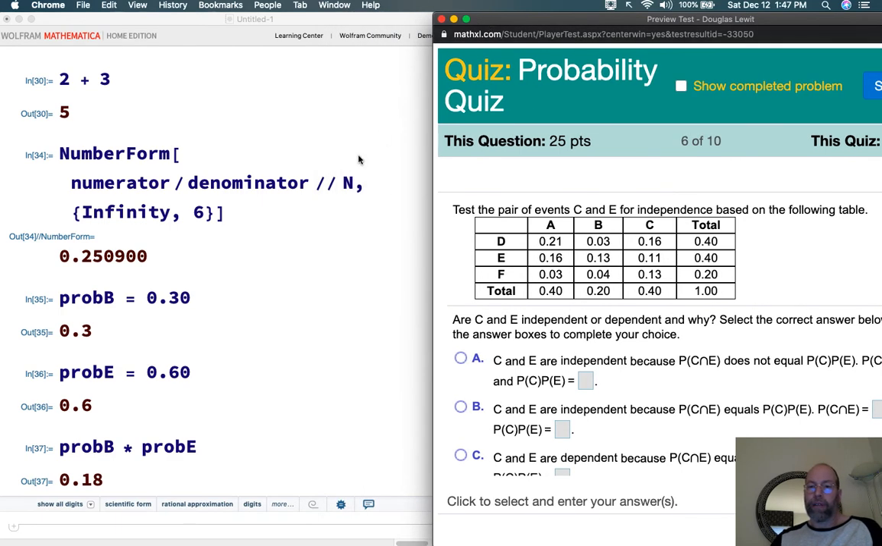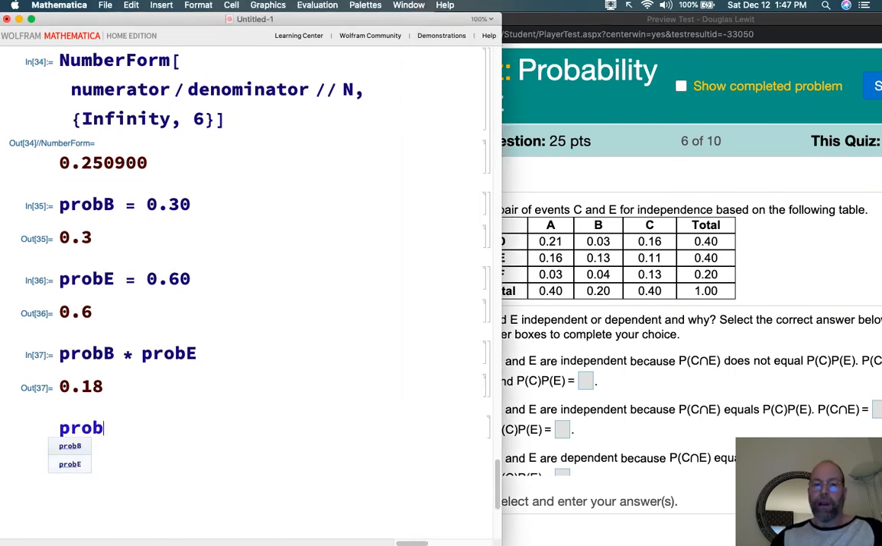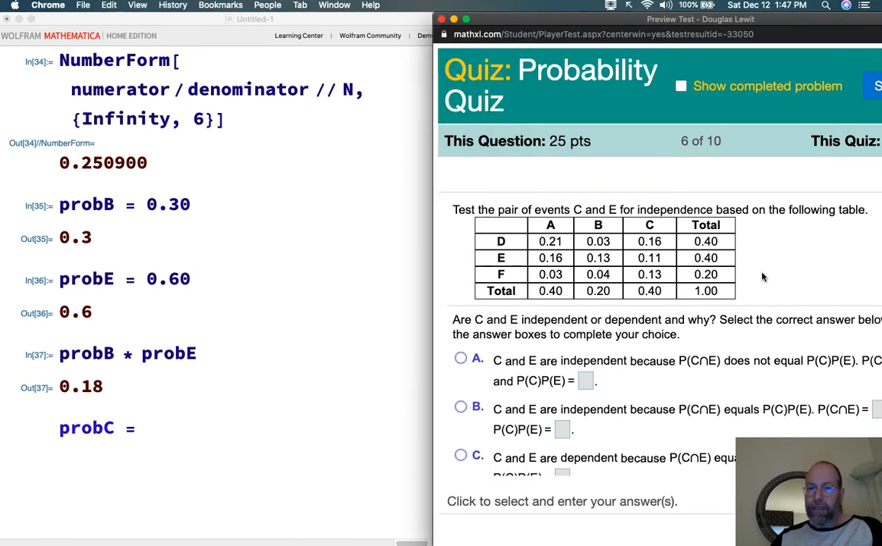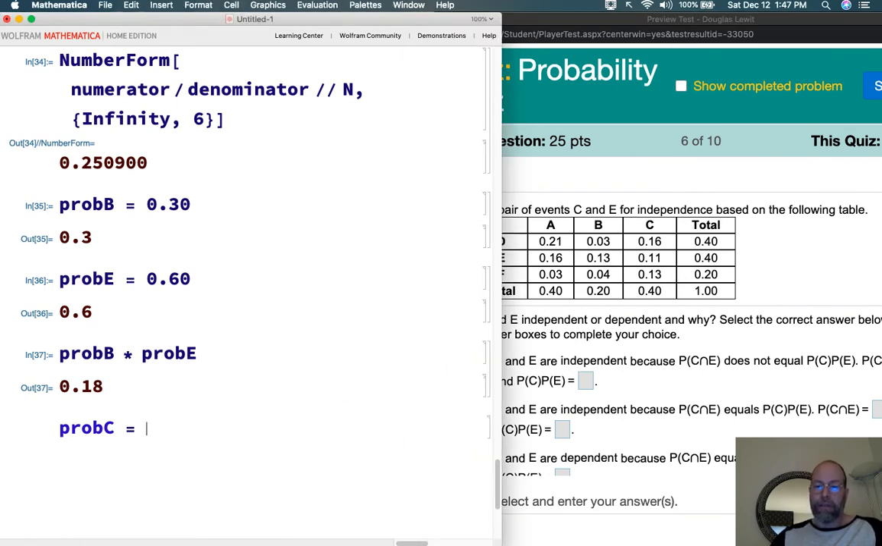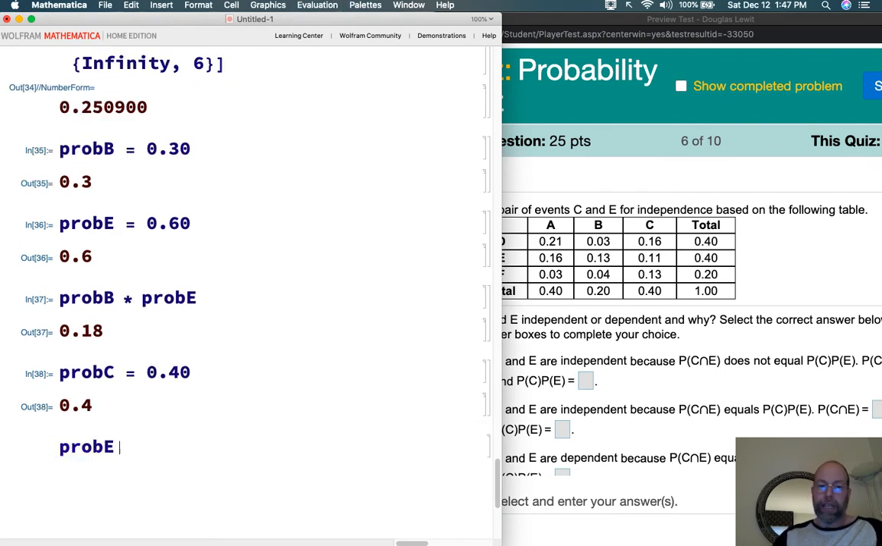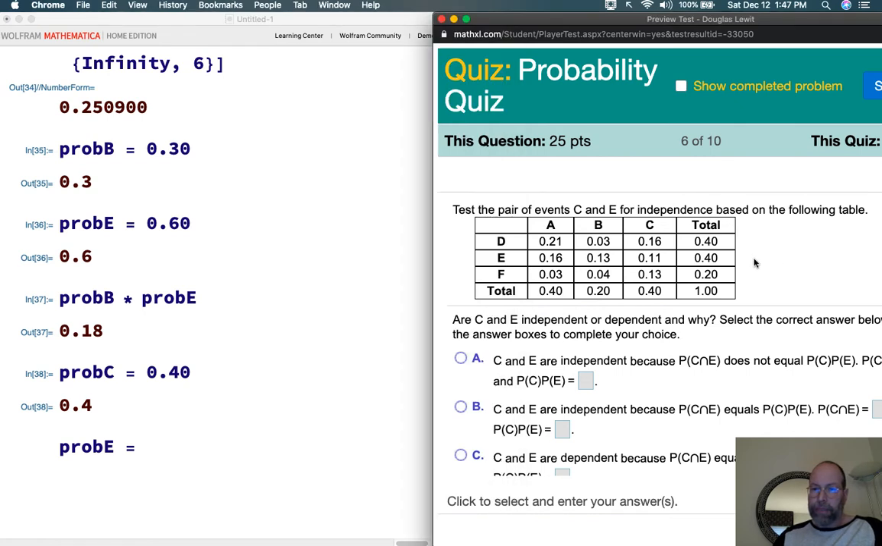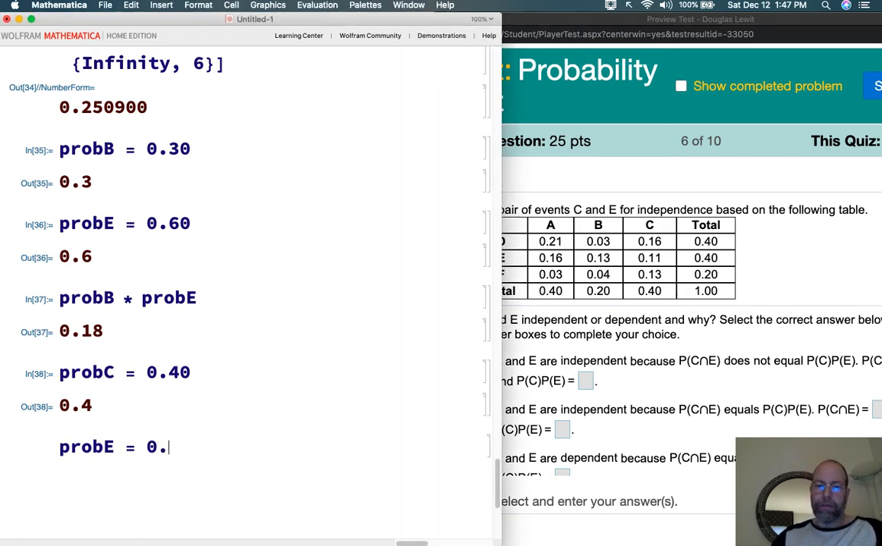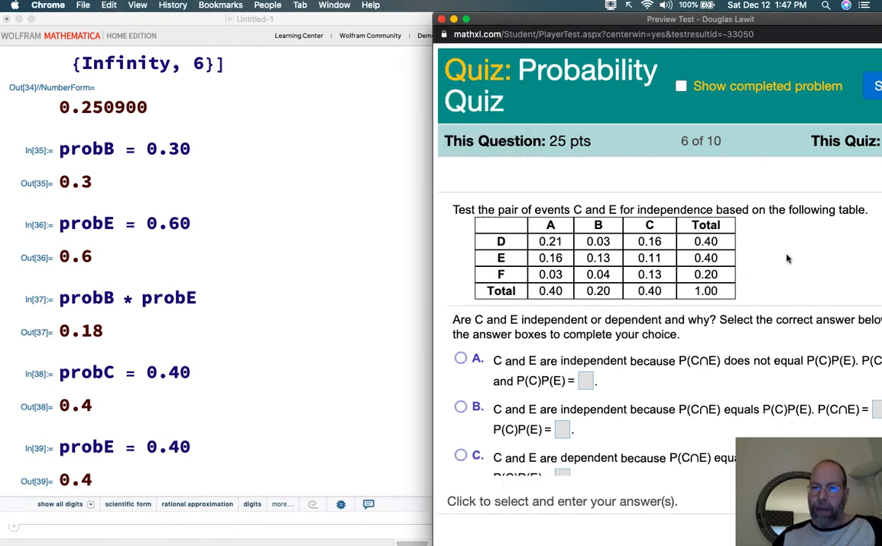Okay, same as before. We're looking for C and E. So the probability of C is equal to 0.40, and the probability of E is also, let me make sure, yes, it's also 0.40. And what is the probability of C and E together? Right over here. We can see the probability of E and C happening together is 0.11.